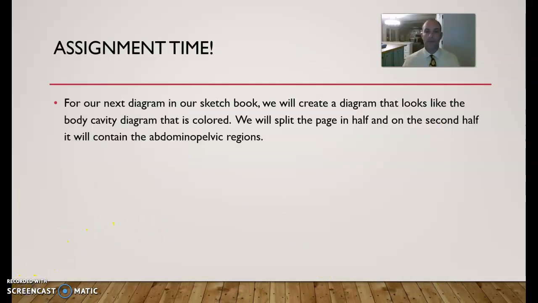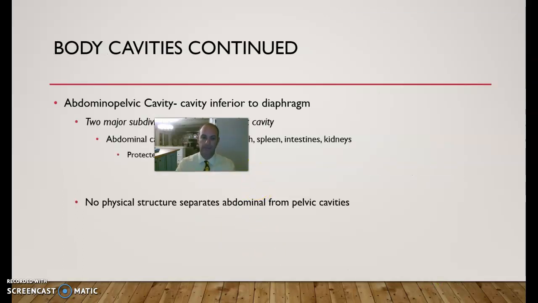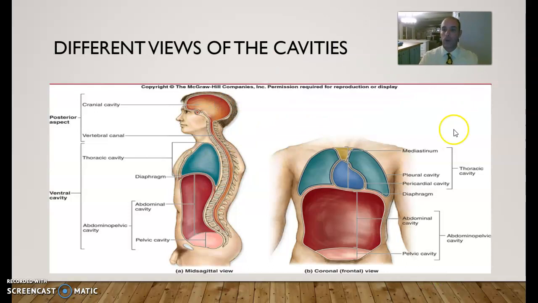Okay, so now assignment time. For the next sketch in our sketchbook, you're going to create 2 diagrams on one page that look like the 2 we saw today. Those 2 are going to be this guy here, the abdominal pelvic regions. So if you separate your page in half, on the one side you'll have the abdominal pelvic regions that'll look like this. And the next one will look like this. The regions are color-coded so you know exactly where they are.